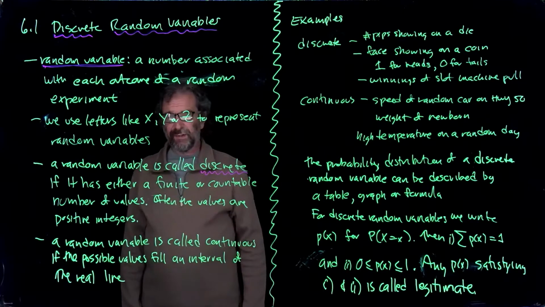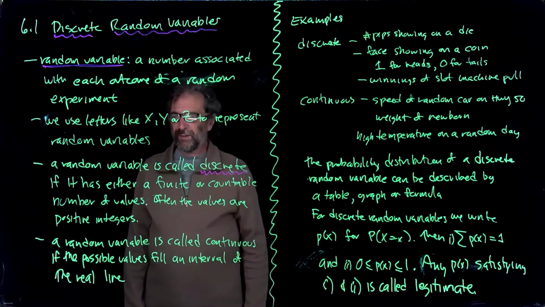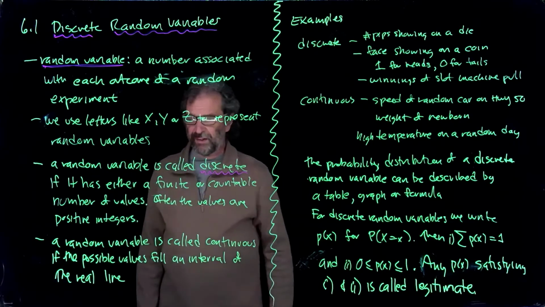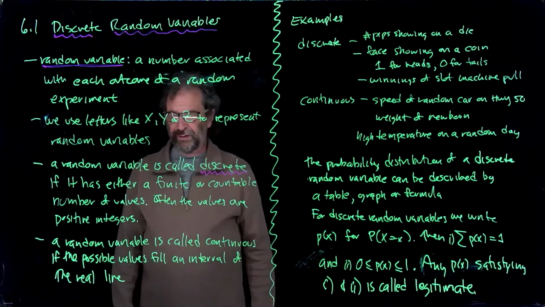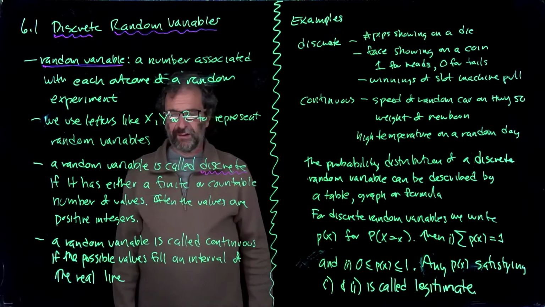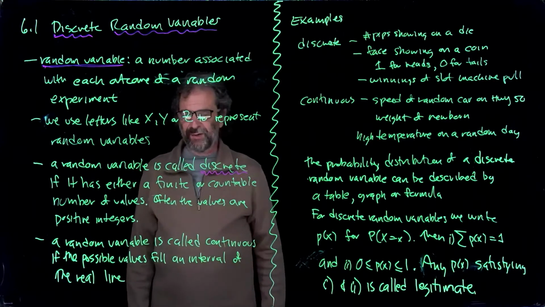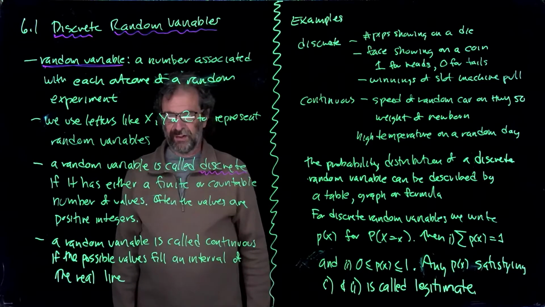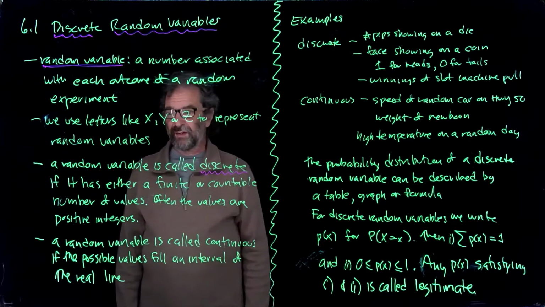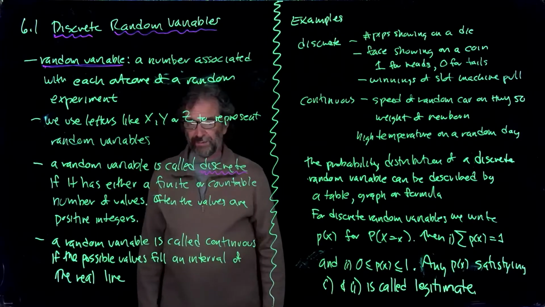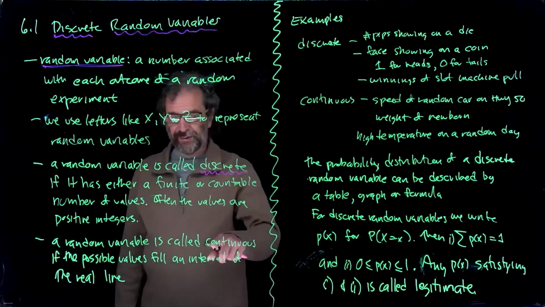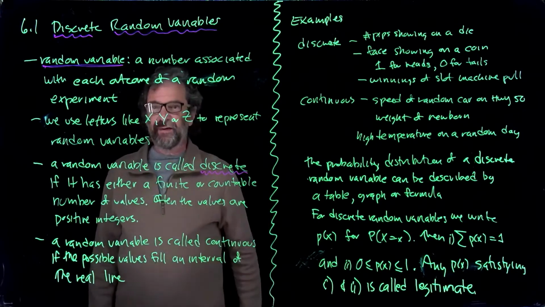Things that aren't countable are things that appear to be associated with intervals in the real line, like the height of your child when they turn 2 years old. It's a range of values, and if you measure it accurately, it could be any number in that range. Maybe from 2 feet to 4 feet tall might be the range of values you might see for a child. In that situation, the random variable is called continuous. A random variable is called continuous if the possible values fill an interval of the real line.